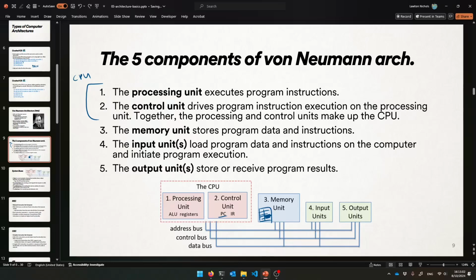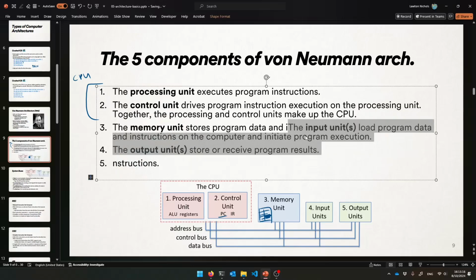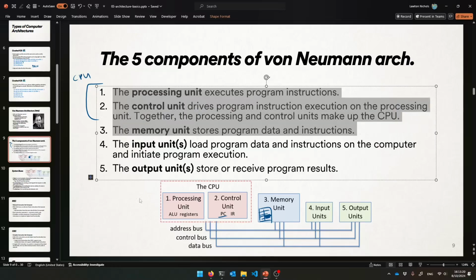So that's a thing. Output units store or receive program results. Like a printer is an output unit. It's exactly what we were talking about on the first day. Those are a little more vague because they could be a lot of different things, but these first three are very important, okay?